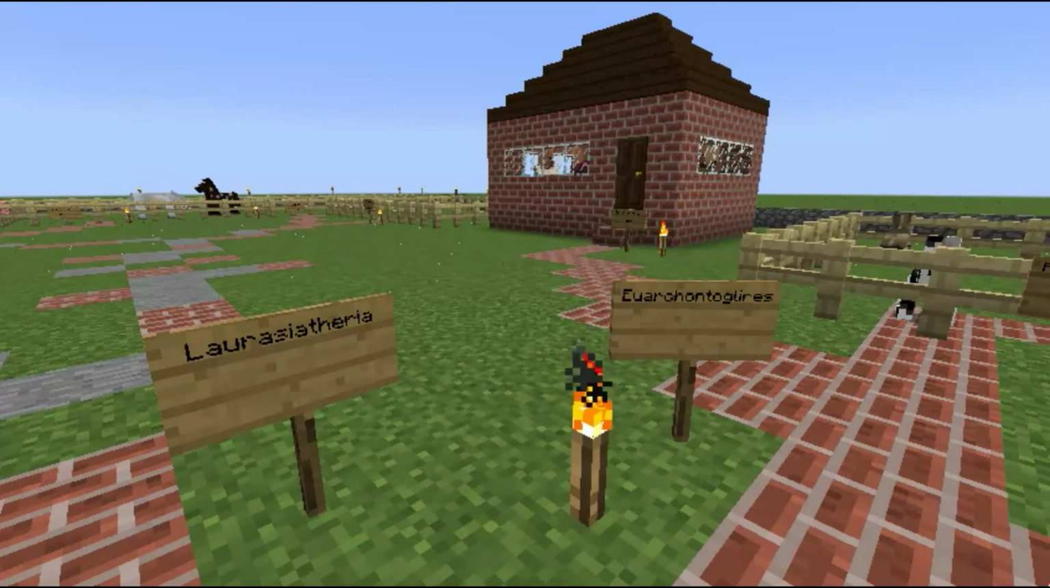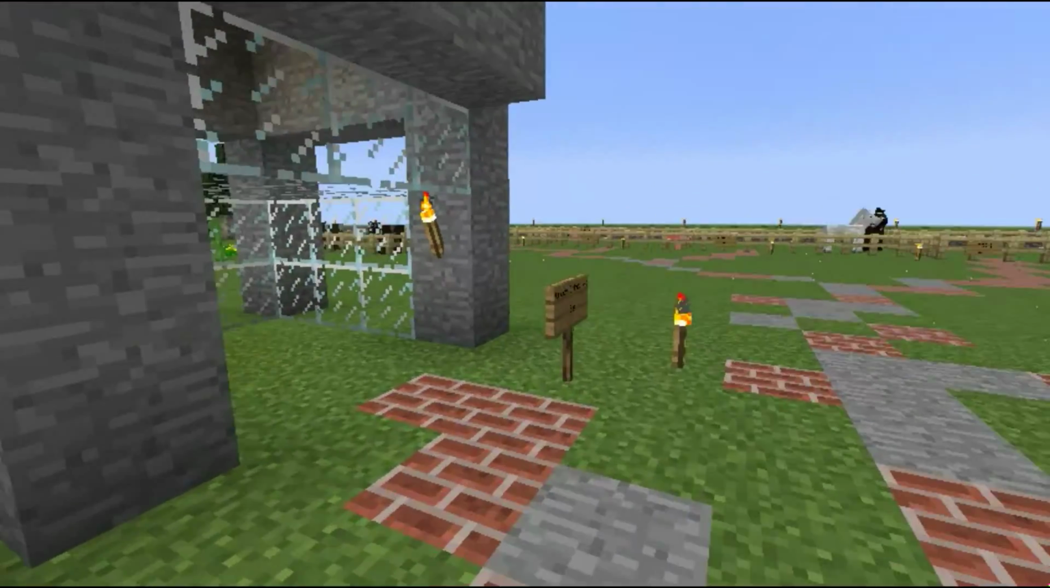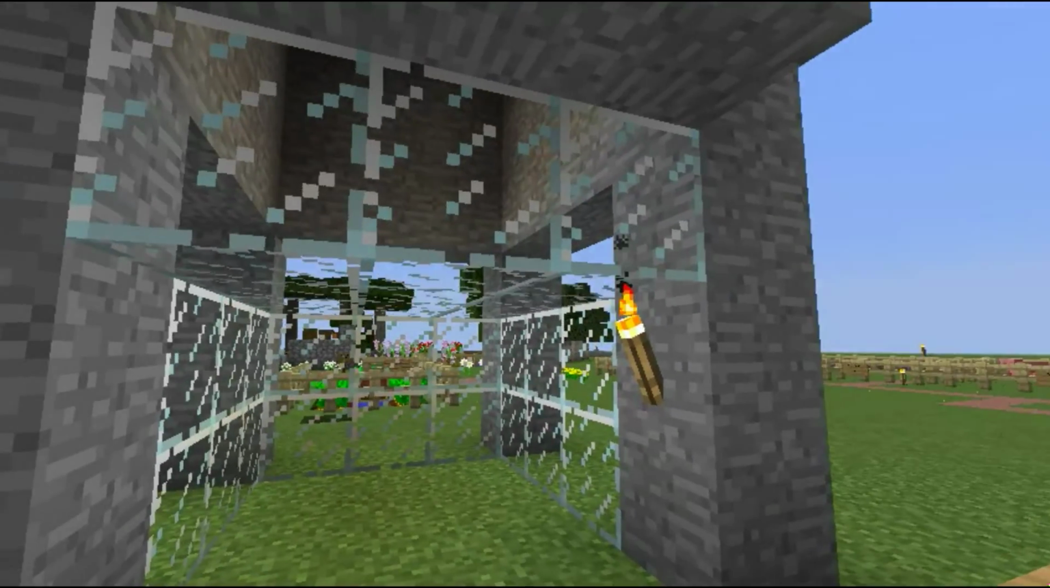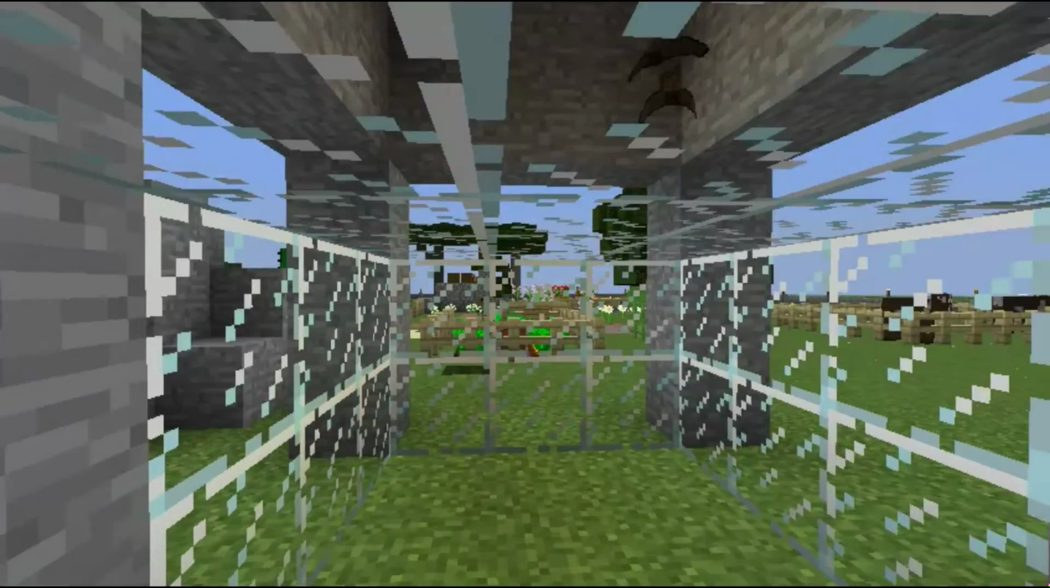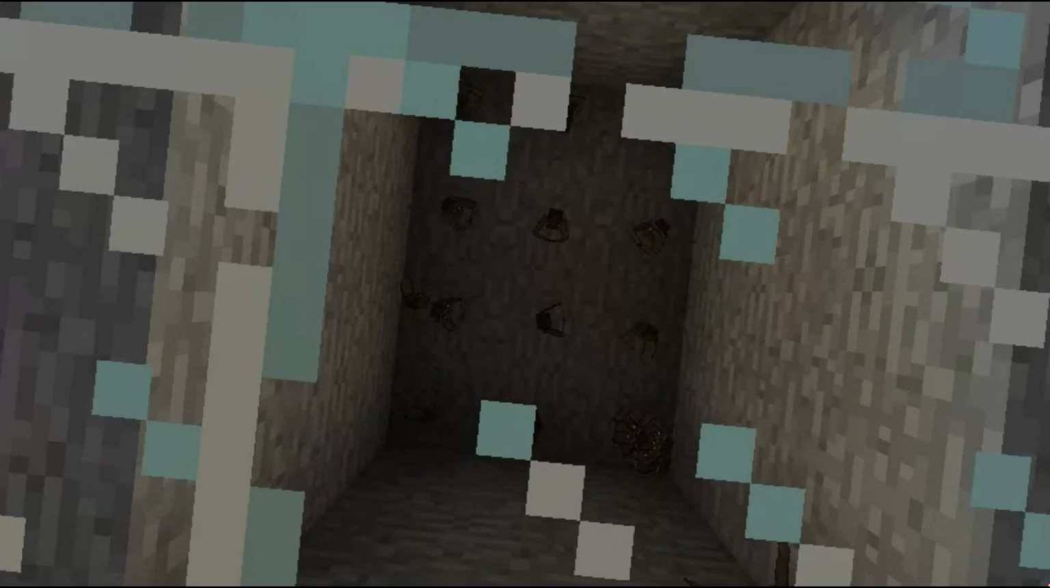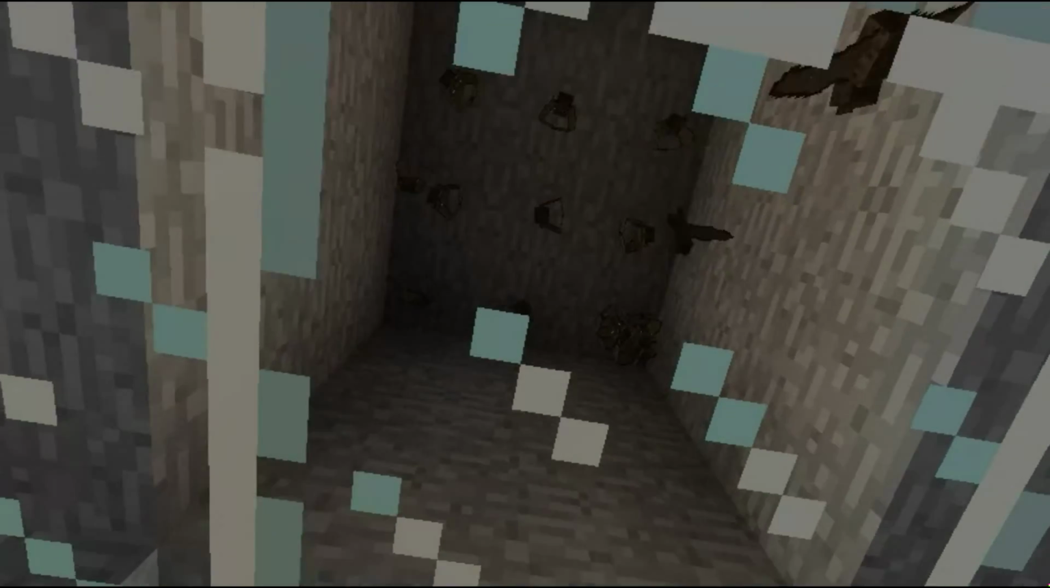Lorisiatherians and Euarchontogliers. So if we look on the left, we've got bats. Now I hope that they're in there. In fact, I'm actually going to do a wee sneaky thing. Here we go. The bats. What do you mean? Nothing's changed. So yes, we've got some bats sheltering up there. Ooh, they're quite tightly packed in that corner.